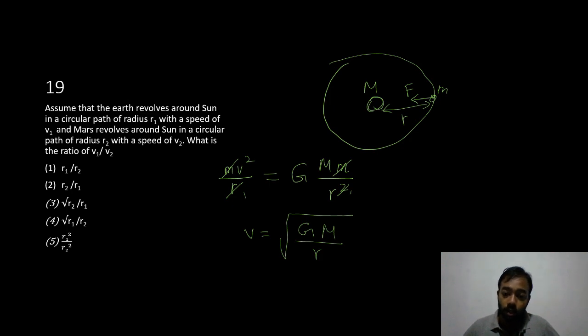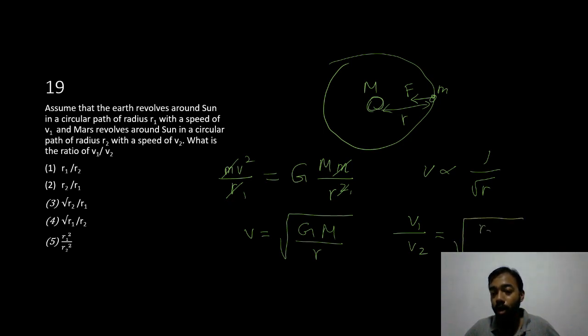So you can see this G and capital M are constants. If you consider two planets with velocities v1 and v2 and the radii of the paths r1 and r2, you can just consider the velocity is inversely proportional to the root of r. So v1 over v2 should be equal to the square root of r2 over r1. The answer will be number 3.